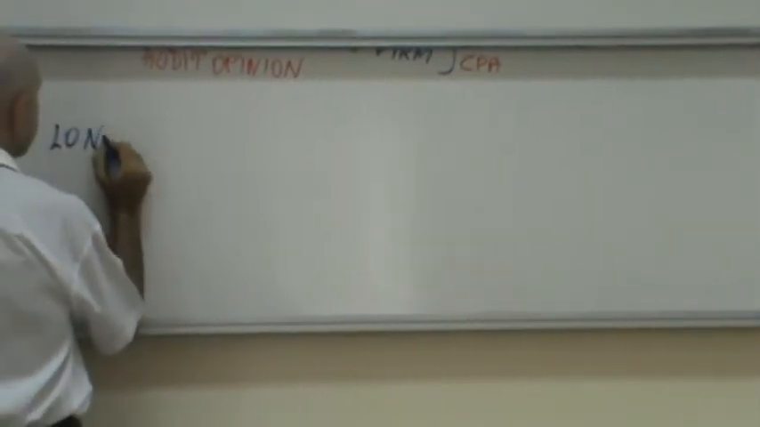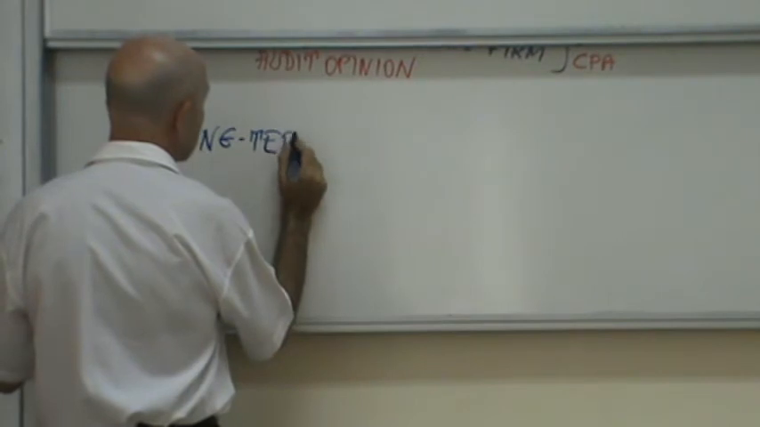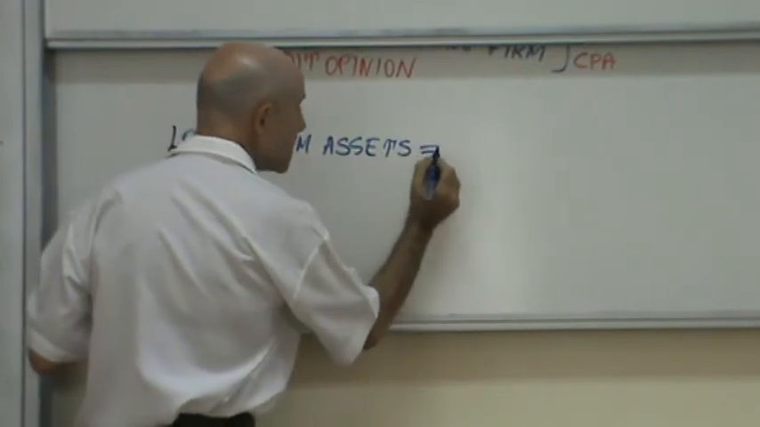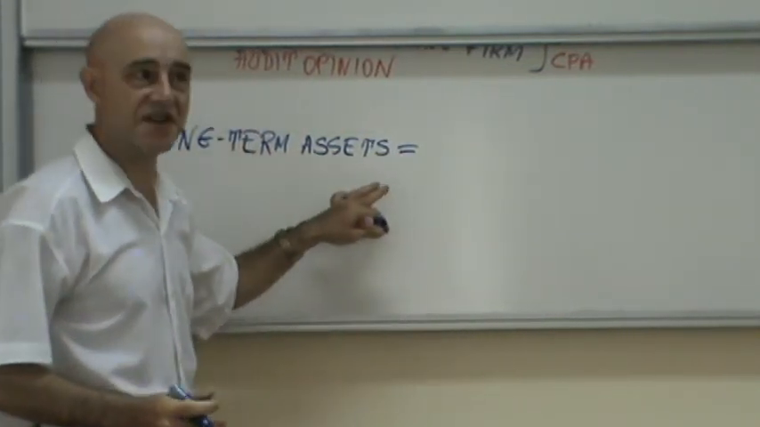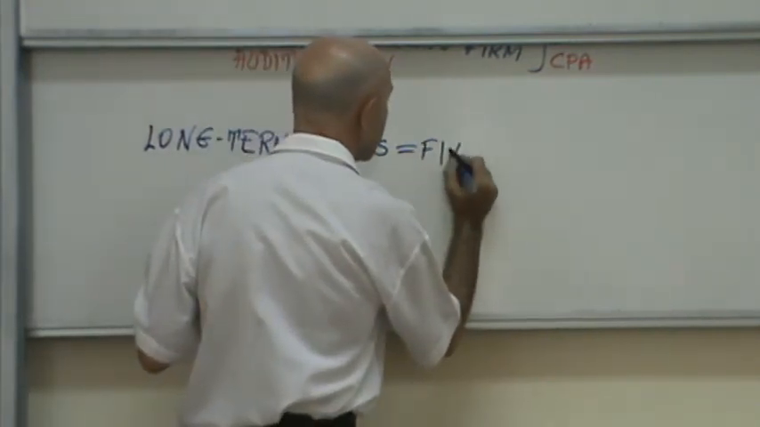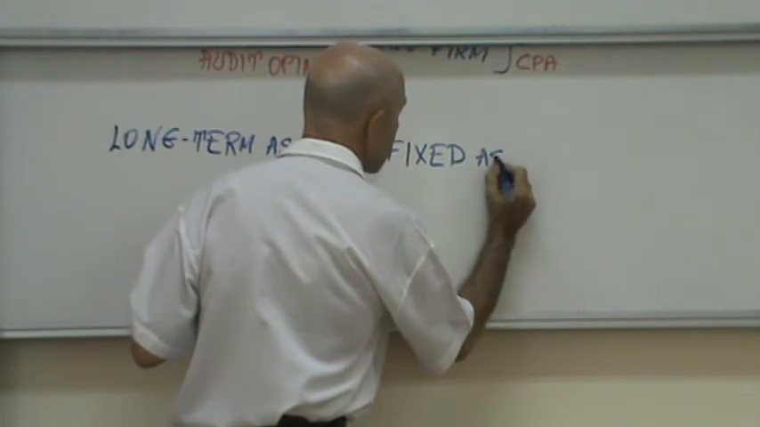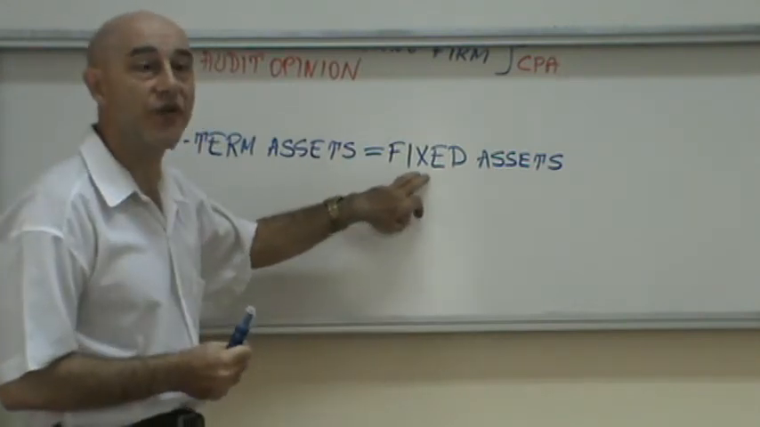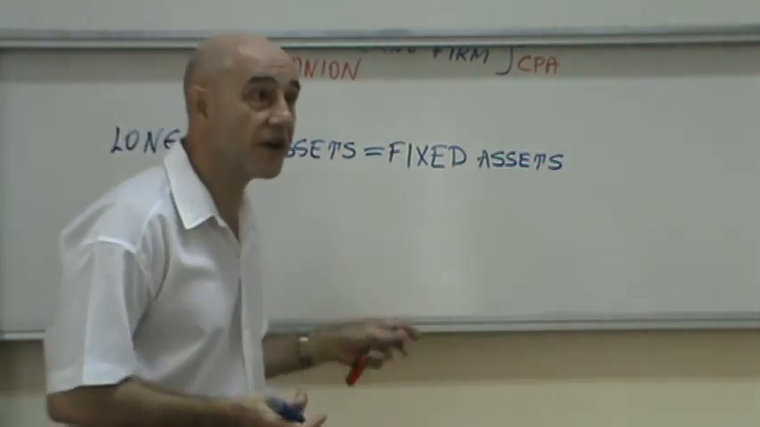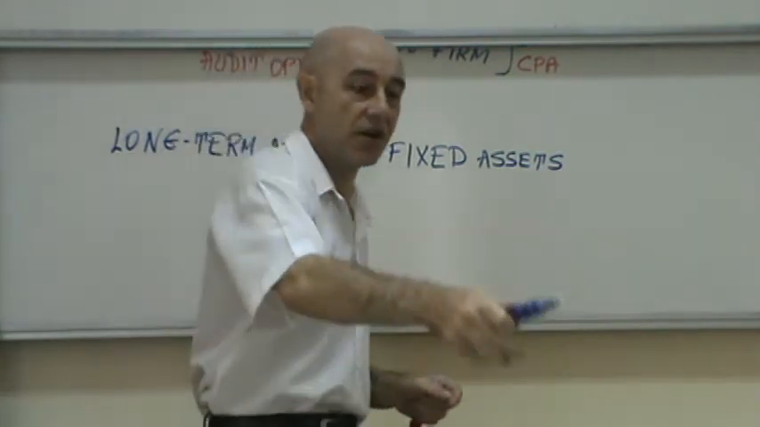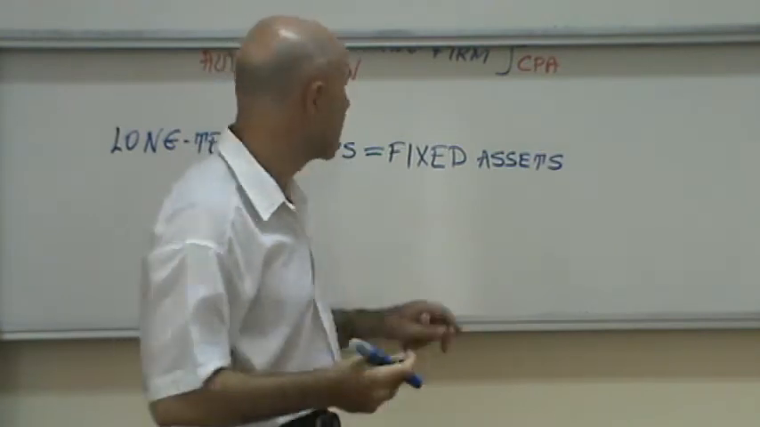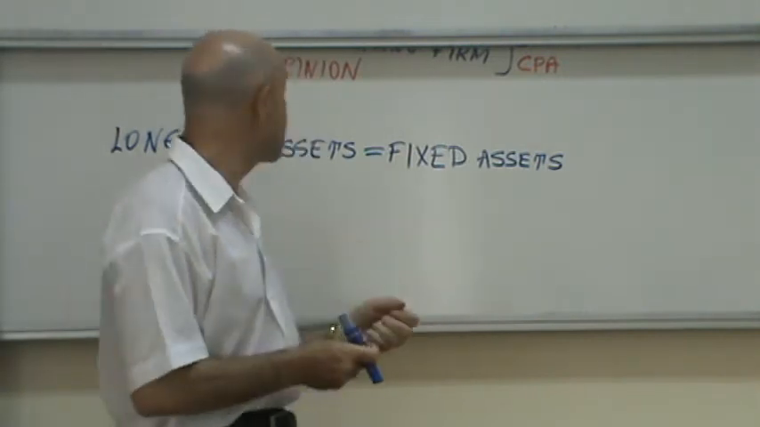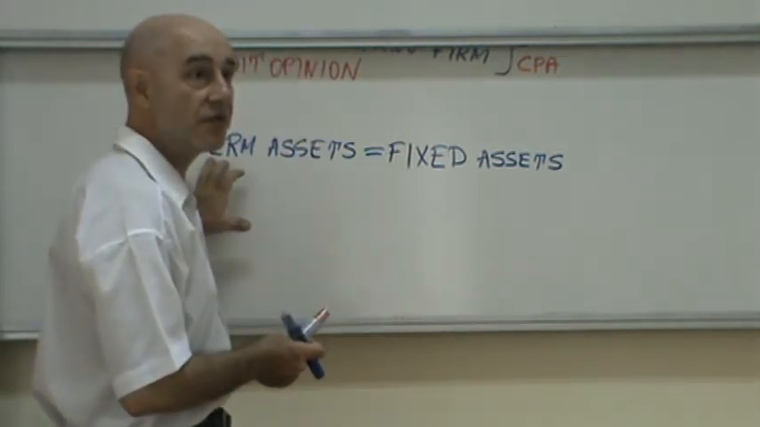So, long-term assets are also known as fixed assets. That's how they call them. Usually they're fixed, like the projector is fixed, the table is fixed, the air conditioner is fixed. But you also call a laptop one. A laptop is not exactly fixed, but it's still long term. You can still use it for a couple of years, okay?